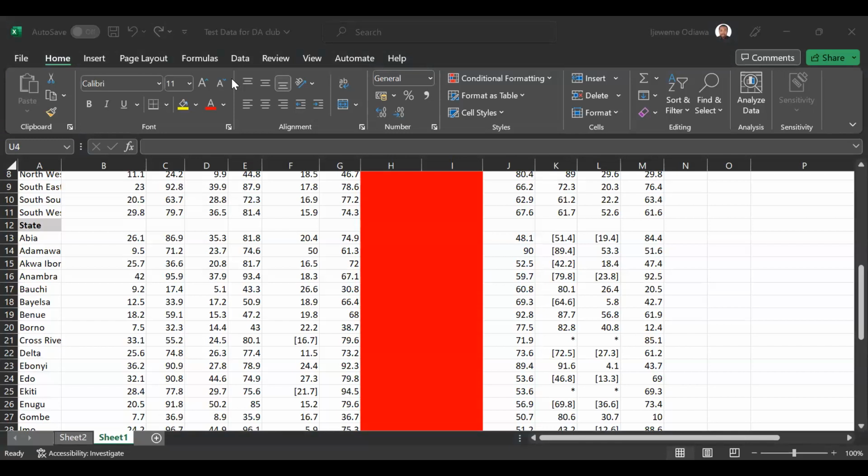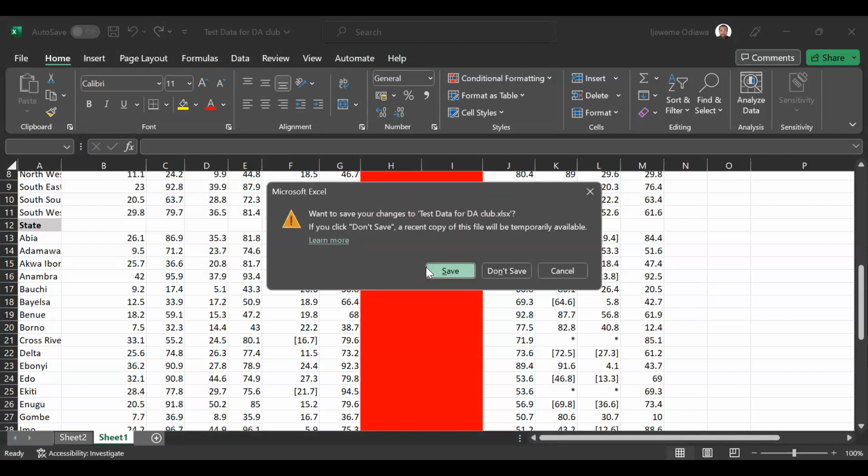Let's see. Test data. Let's put this. Okay, so I guess I have to close it and reopen. So let me close the file first, and then reopen it. Just give me a minute. Let me add it to the charts.